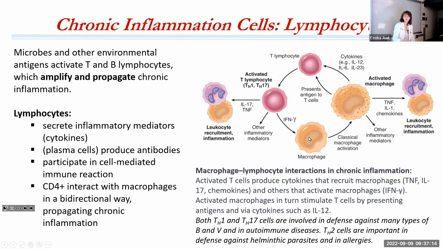There's an interaction between macrophages and lymphocytes. The lymphocytes will secrete inflammatory mediators. The plasma cells will produce antibodies. They also participate in cell-mediated immune reaction. And as you see in this picture, they will interact with macrophages in a bidirectional way, propagating the chronic inflammation.